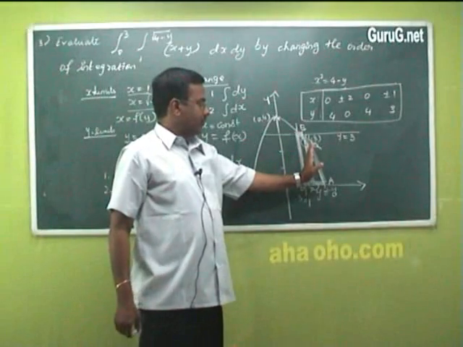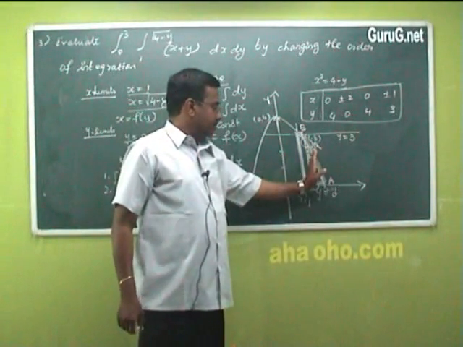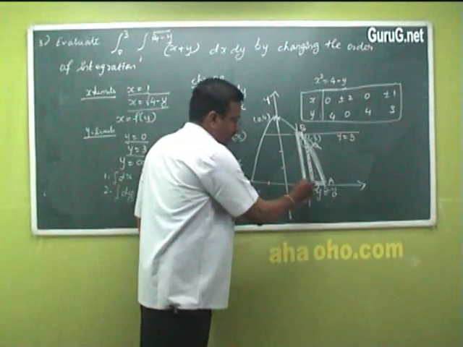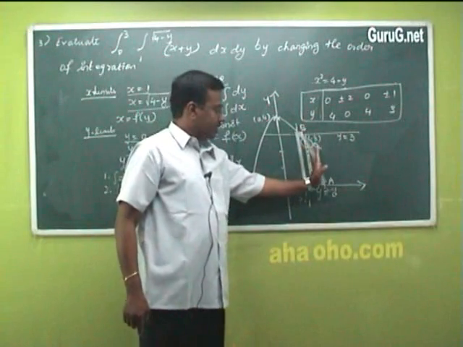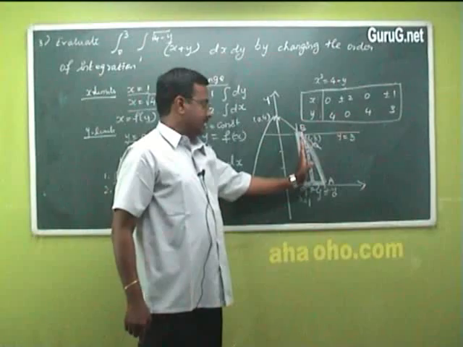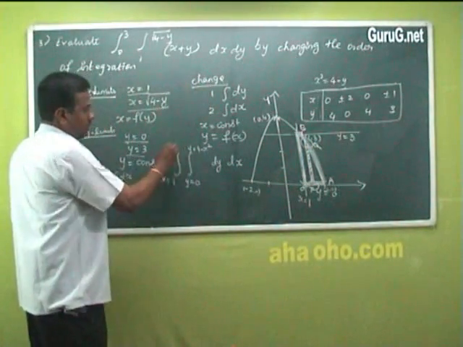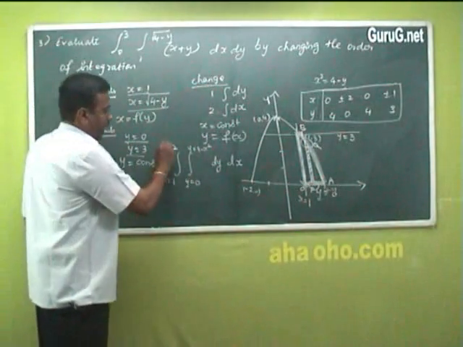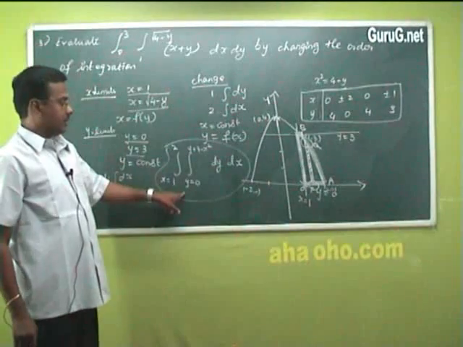What is the range of this strip in this region? It varies from, what is this corresponding point? This point is (1, 0). It varies from (1, 0) to (2, 0). Therefore I can write the x limits as x equal to 1 to 2. Therefore after changing the order of integration, the given integral will be of this form.